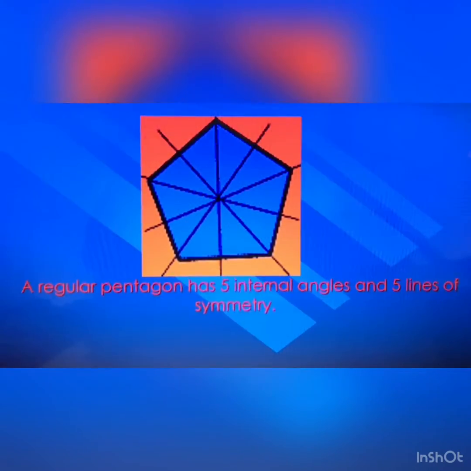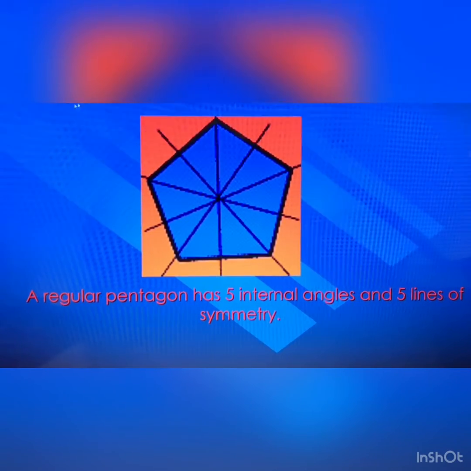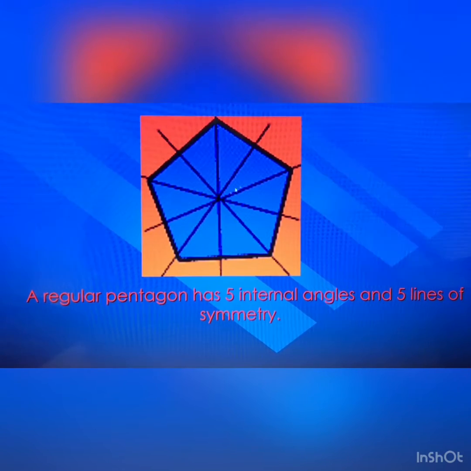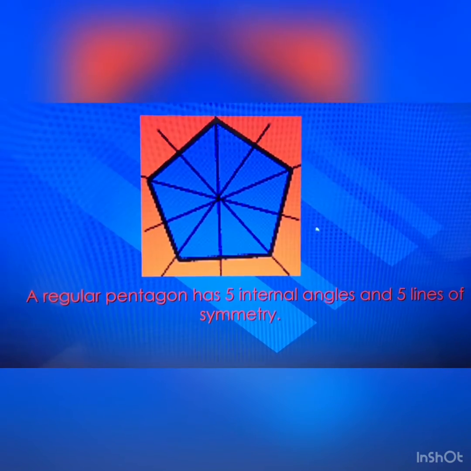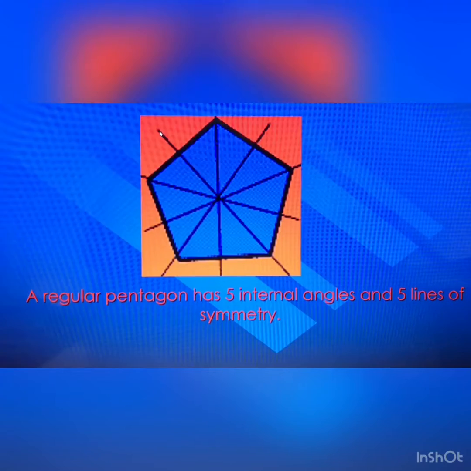Now this is a pentagon, that is a regular pentagon, and this regular pentagon also has 5 lines of symmetry. Only this is a regular pentagon. If it is a regular pentagon, then we can get 5 lines of symmetry, as this is the first line of symmetry, this is the second, this is the third, this is the fourth, and this one is the fifth line of symmetry. So there are 5 lines of symmetry in a regular pentagon.